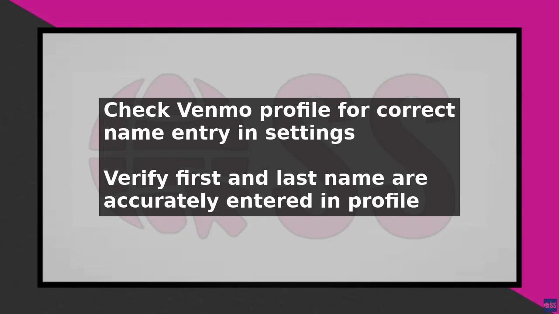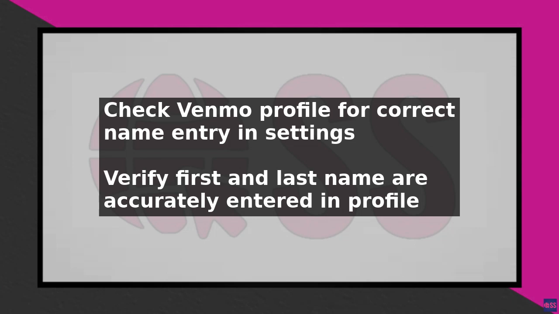To fix the issue of your Venmo name not showing up, start by checking your Venmo profile to ensure that your name is correctly filled in. Open the Venmo app, navigate to the menu, and select Settings. In the Settings section, tap on Profile and verify that your first and last name are accurately entered. If your name is not filled in or is incorrect, update the information accordingly.